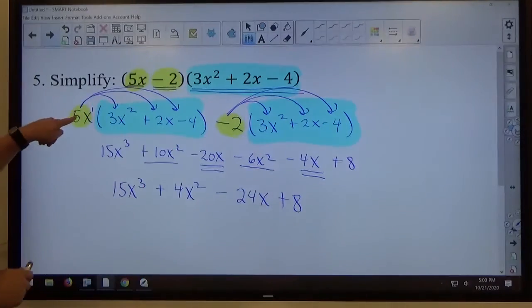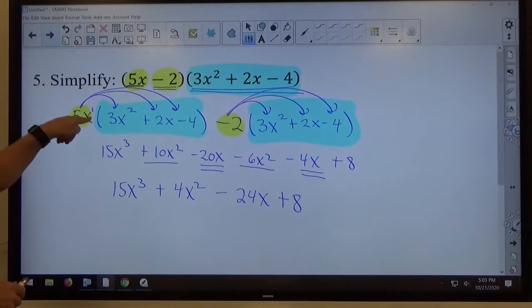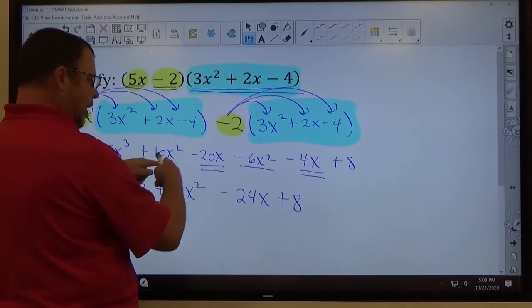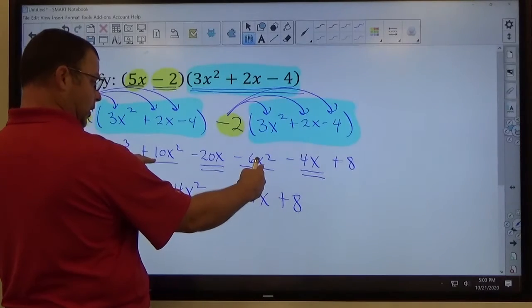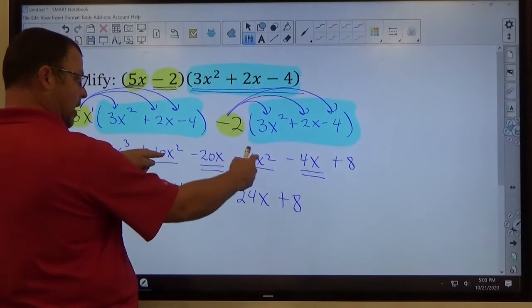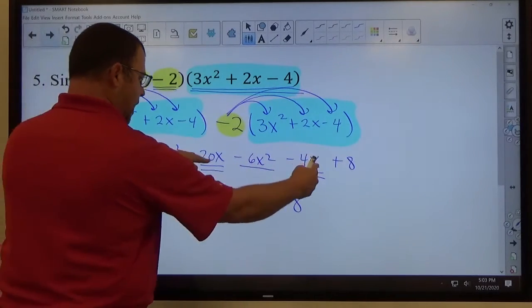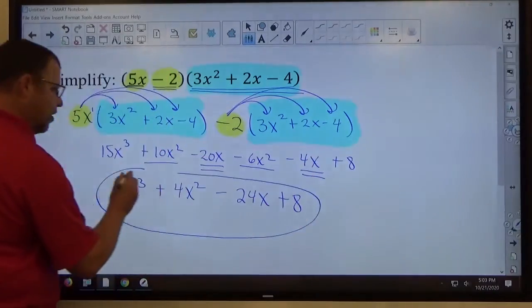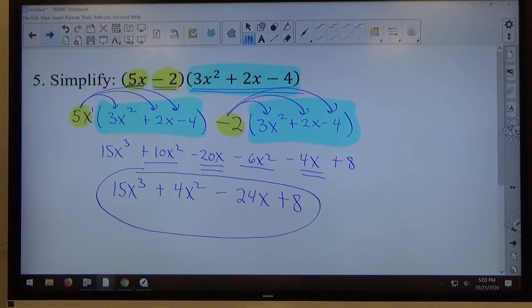Notice when I'm multiplying, x times x squared makes x cubed, x times x makes x squared. The powers are changing. When I add and subtract, these signs were different, I subtracted, the power stays the same. X squared, x squared, x squared, x, x, x. So be careful to make a distinction between multiplication of letters and addition or subtraction of letters. So that's all the simplifying stuff on the test.